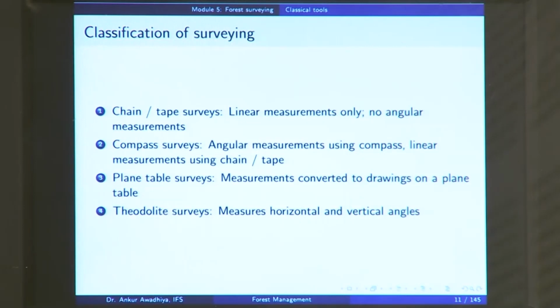The fourth one is a theodolite survey, which measures horizontal and vertical angles. Now, till now we were talking about those regions that were lying on a flat plane, but suppose you are surveying a building. In the case of a building, you might even want to know the height. So, you are not only taking the angular measurement of the point on the horizontal plane, but you are also taking the vertical measurements.